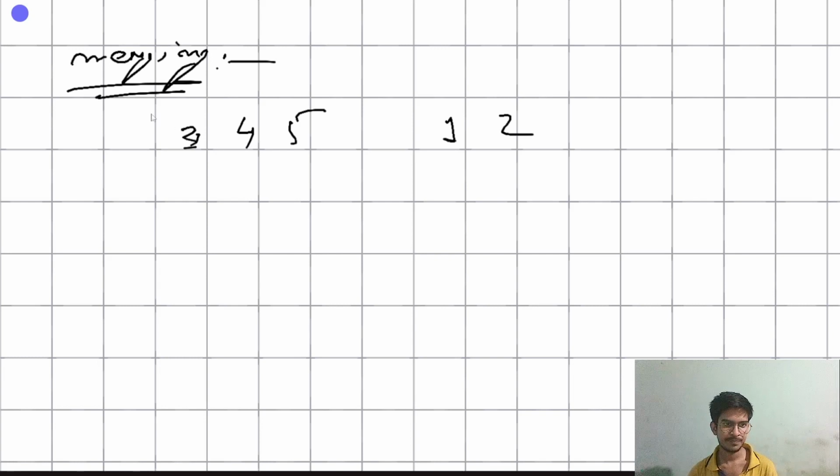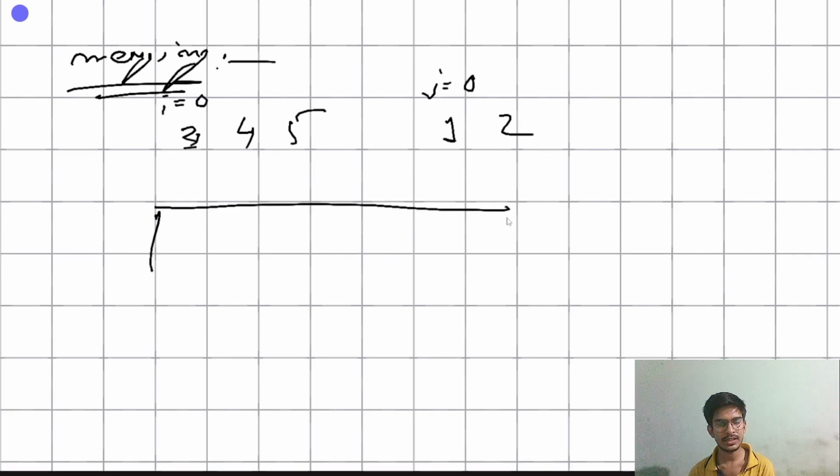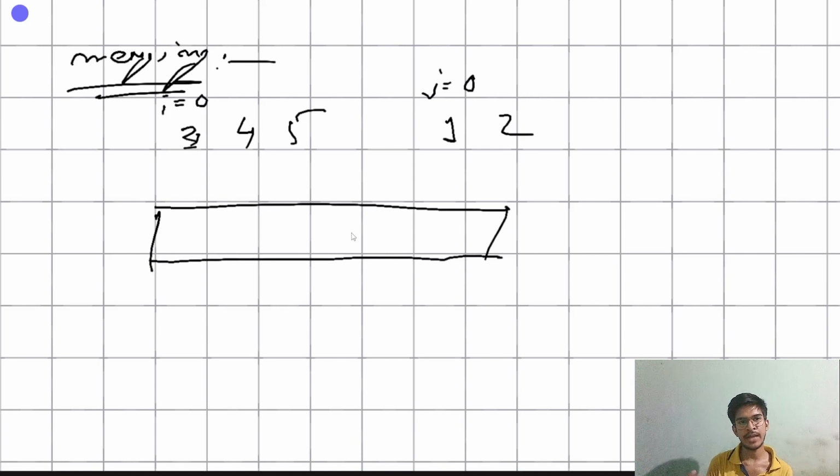In merging, we'll take i equal to 0, and here we'll take j equal to 0, and we'll take a new array of the size adding both the lists.